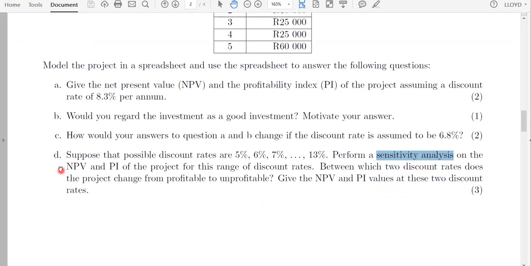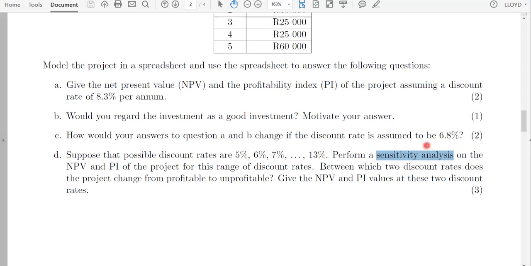And then part D, suppose that the possible discount rates are 5% to 13%. Then you want to perform a sensitivity analysis on the NPV and PI of the project for this range of discount rates. Right. So that is the first part. We want to do the sensitivity analysis.